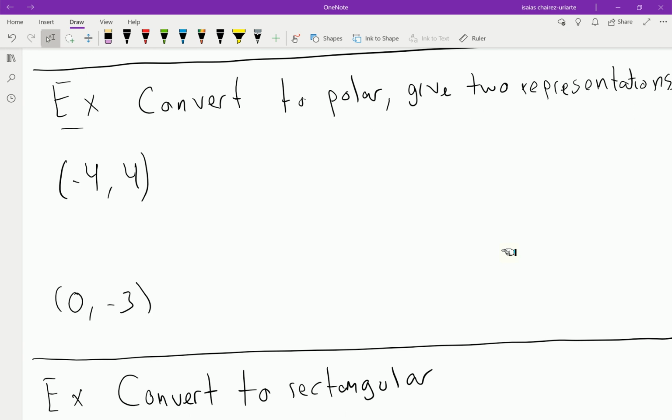All right, hopefully you've gotten a chance to try this on your own. Let's see. I want to express this point (-4, 4) in polar coordinates.